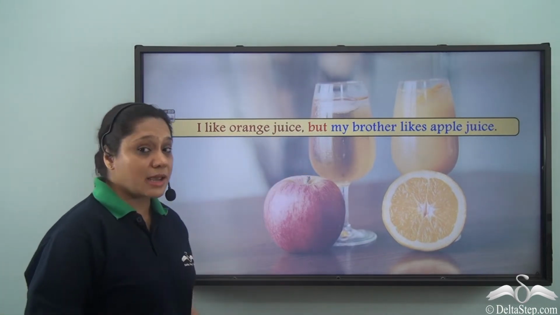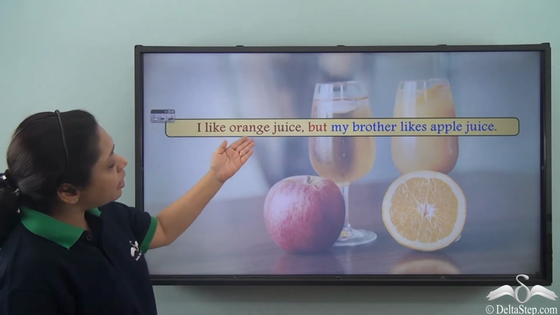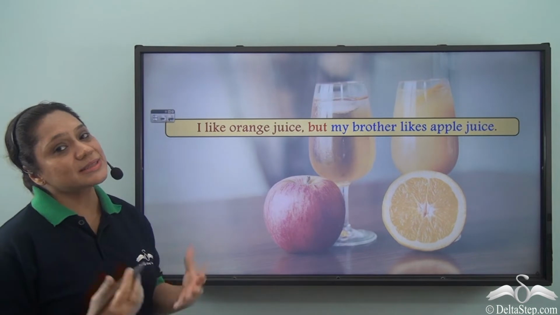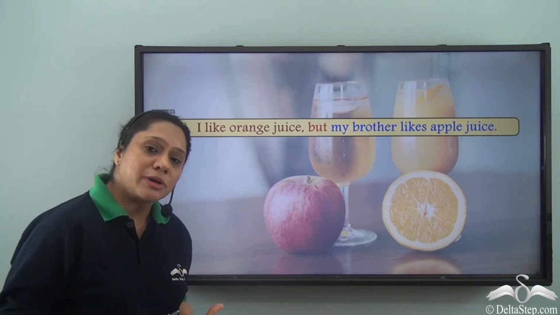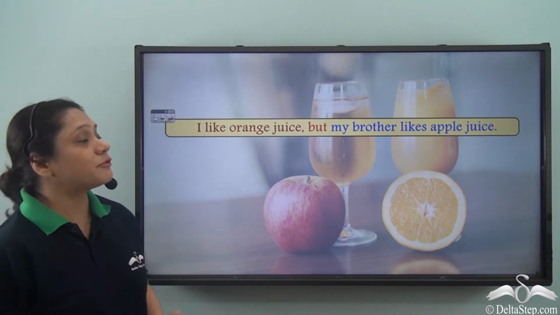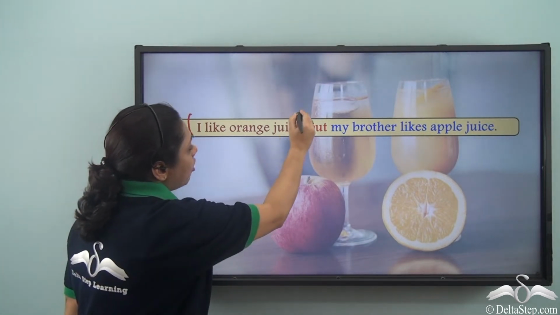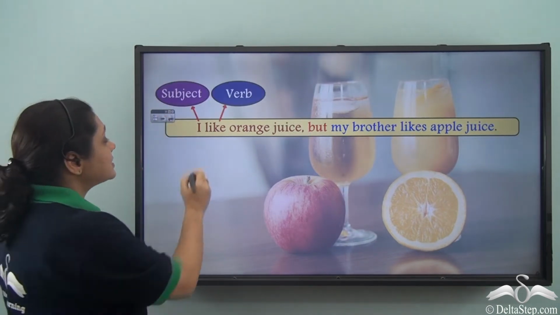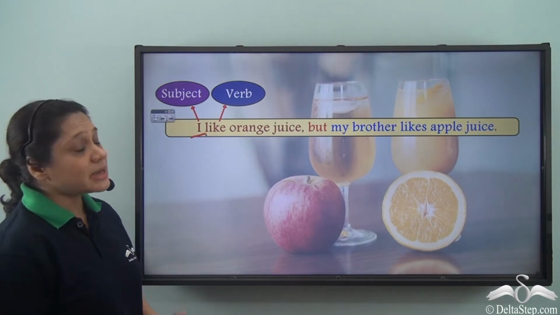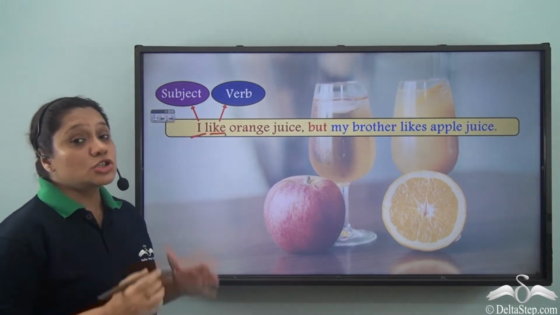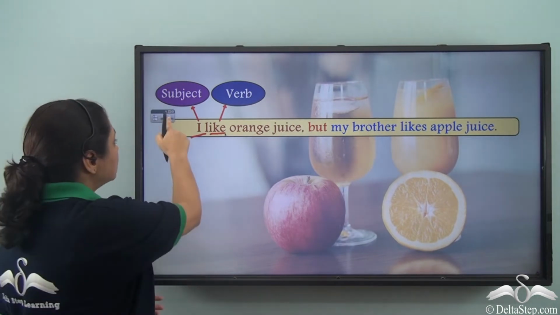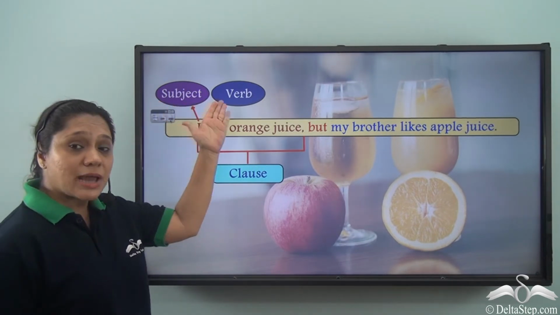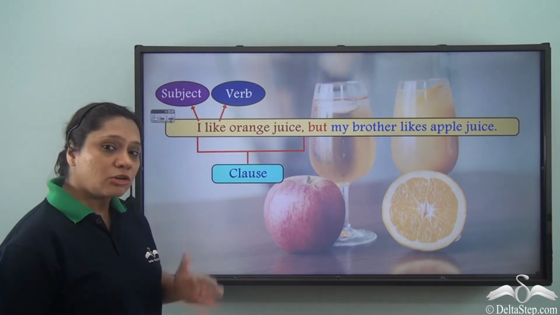Now we have a sentence here which reads, I like orange juice, but my brother likes apple juice. Now this is a long sentence, so we are going to look at it in parts. Let us take the first part. I like orange juice. Now what do we see? This part of the sentence has a subject I and it has a verb like. So this group of words is a clause. If you remember, a group of words having a subject and a verb is a clause. So this is a clause.